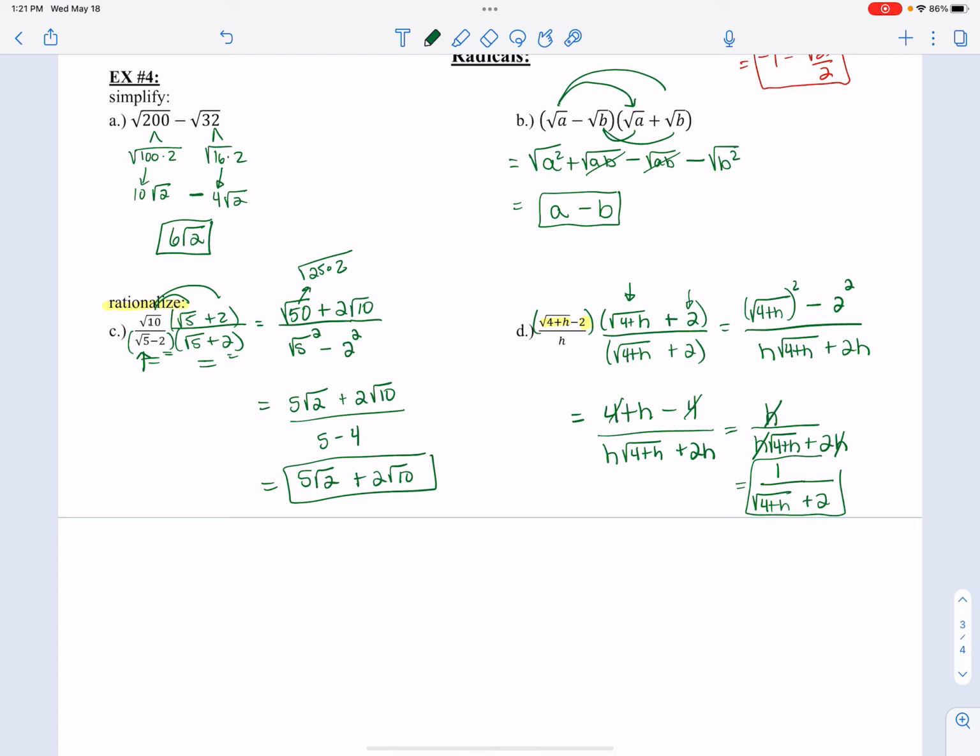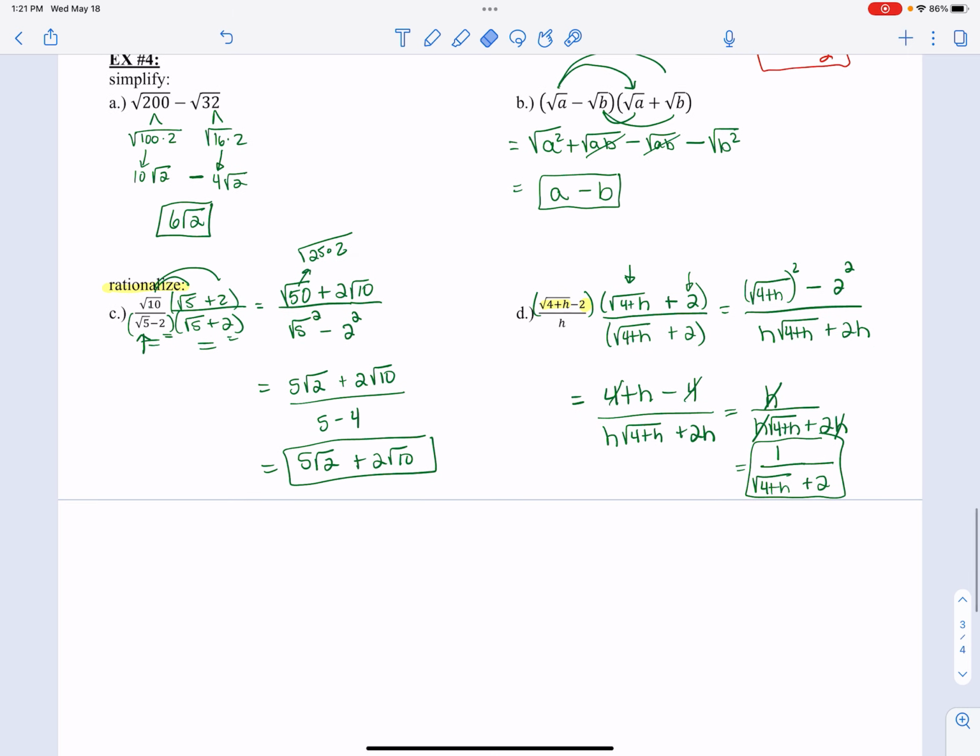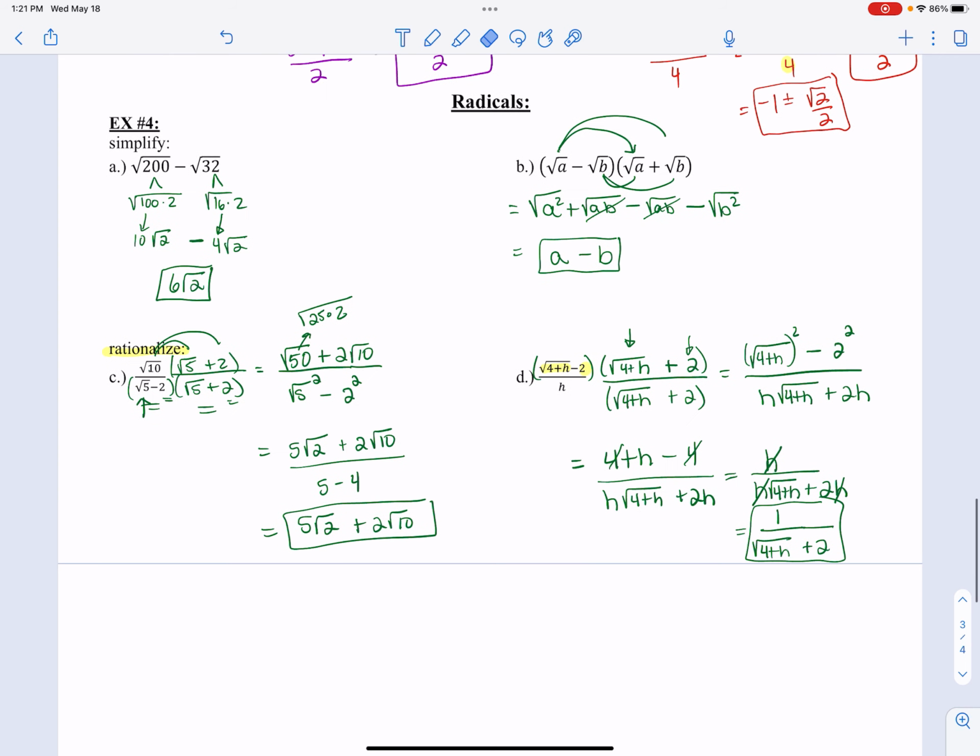So had I not, way back here, distributed that h, it might have made life a little bit easier. I would have just crossed the 2 h's out, but I did, and you can't take it back. So there you go.